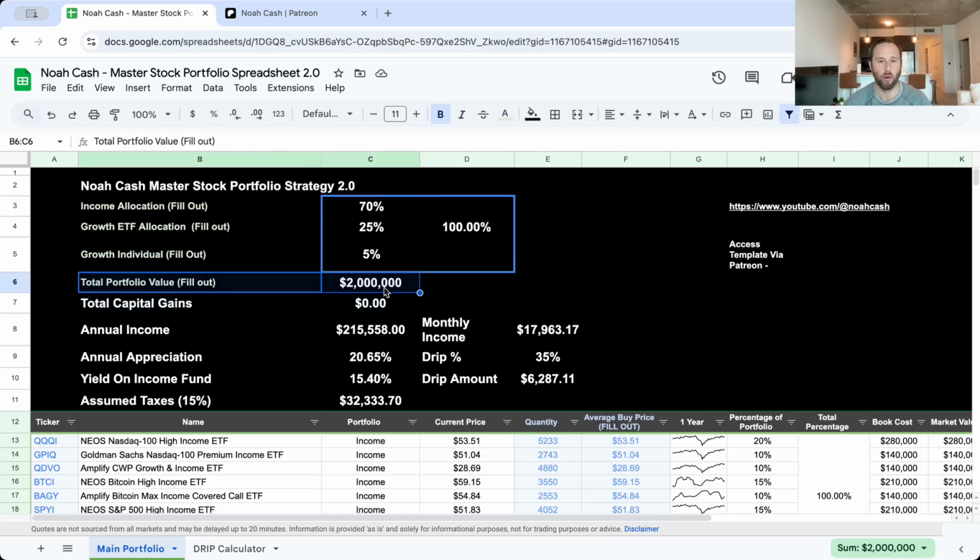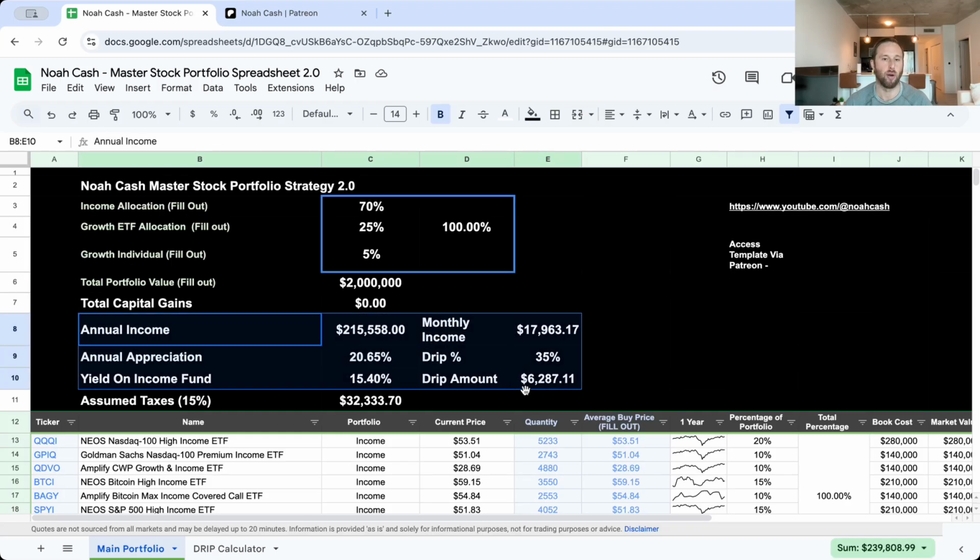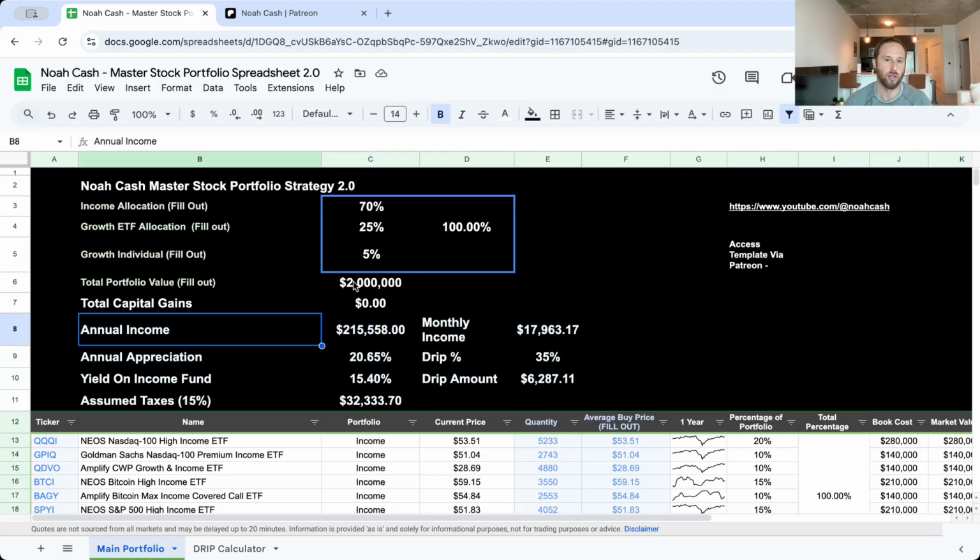Okay, in this case, I put the portfolio value at 2 million. But again, you play around with it as you see fit. And then here we'll have all of our different calculations for what's going on with income. So with this portfolio, we anticipate 215K of annual income, and 17K, 18K of monthly income. The annual appreciation average is around 20%, assuming total return for the funds. The yield on the income fund in this case is going to be 15 to 16%. We're assuming 32K in taxes.